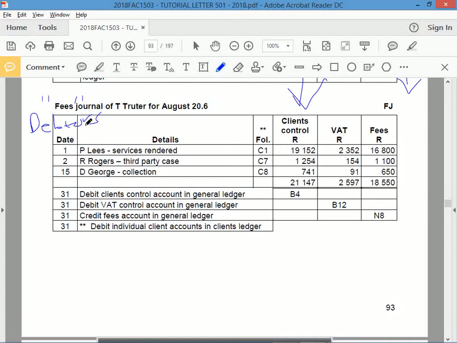So you can record the fee and then receive it. Record the fee and then receive it. If you're charging a fee, it's outstanding until you receive it. That's the approach they've taken in this example.